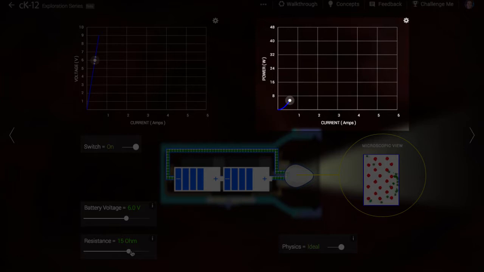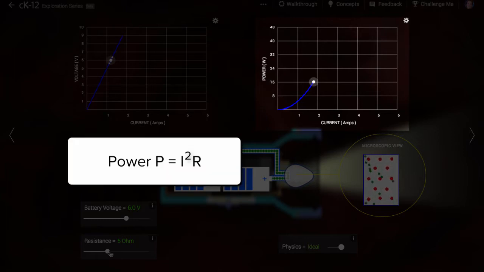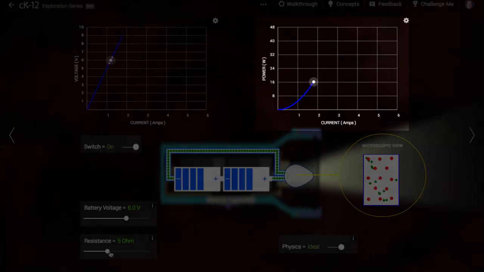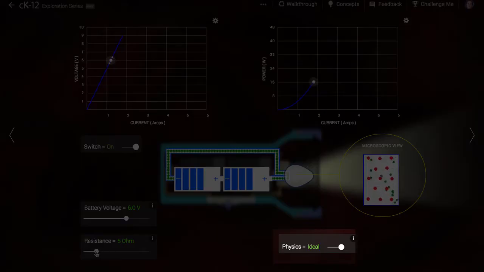The graph at the top right is the power emitted by the light bulb filament as a function of current. This is a parabolic or quadratic graph, meaning that the power dissipated depends on the square of the current. This is because higher current means not only more electrons, but also more energy per electron for a given electrical resistance. You'll notice a slider that allows us to move the physics from ideal, meaning obeying Ohm's law, to realistic, which means we allow for non-ohmic behavior.